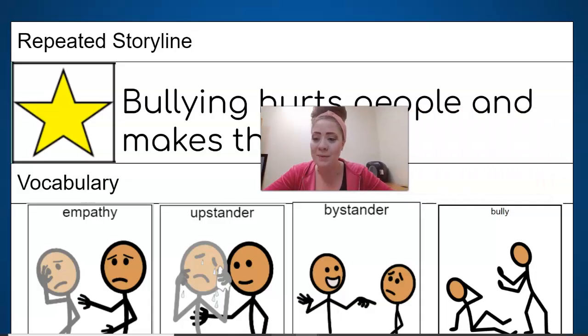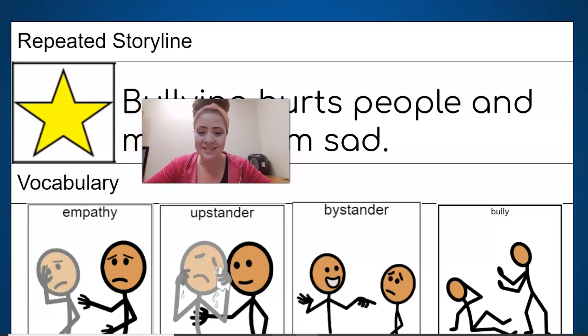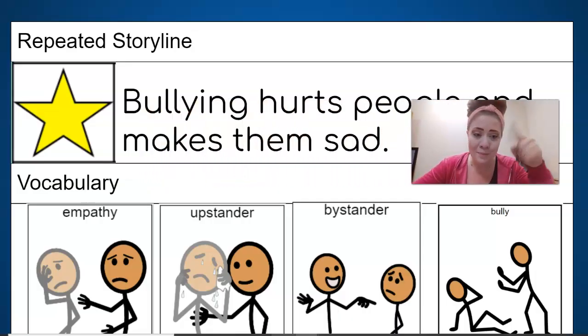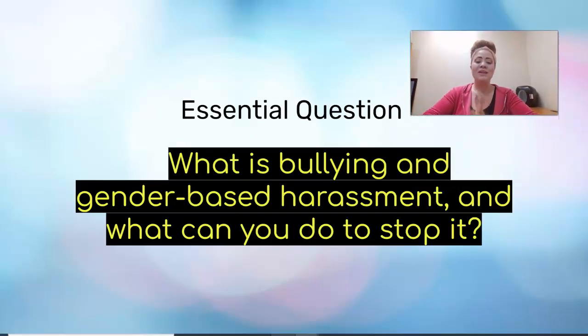Here are some of our vocabulary words. Empathy, upstander, bystander, and bully. These are 4 vocabulary words that you're going to see during the lesson. Let's define them. Our essential question is going to be, what is bullying and gender-based harassment, and what can you do to stop it?